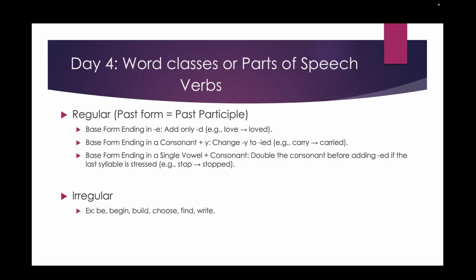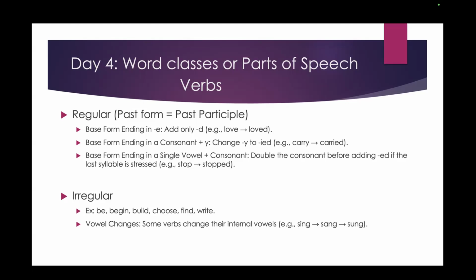In the case of irregular verbs, there is almost no rule as they are irregular. And these are some examples, and I am sure that you are aware of some of these. So be is irregular, begin, build, choose, find, and write. These are just some examples of irregular verbs. And there are, as I was saying, just a few rules.